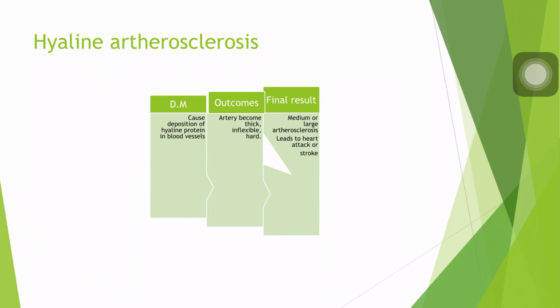Hyaline arteriosclerosis is a major damage caused by diabetes mellitus. In diabetic patients, there is a deposition of hyaline protein in the blood vessels that makes these blood vessels hard, inflexible, and thick, and also hard for oxygen to diffuse through, leading to hypoxia. That all causes medium or large vessel atherosclerosis, leading to heart attack and stroke.